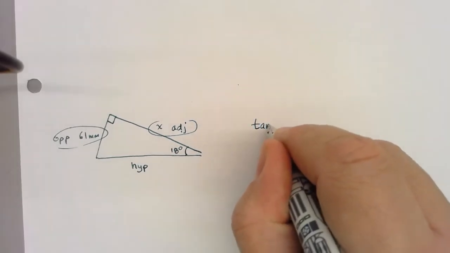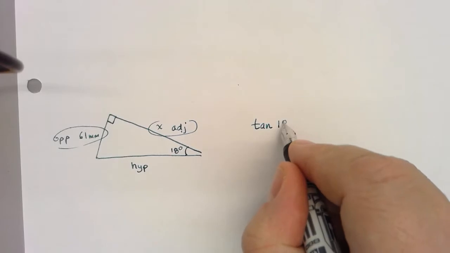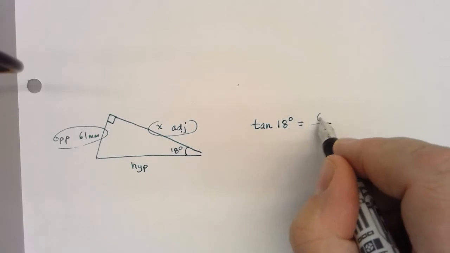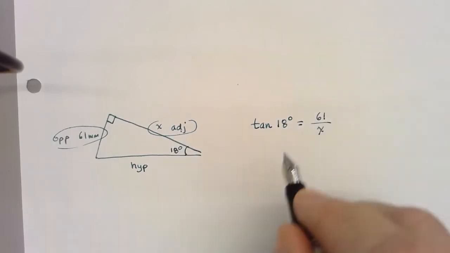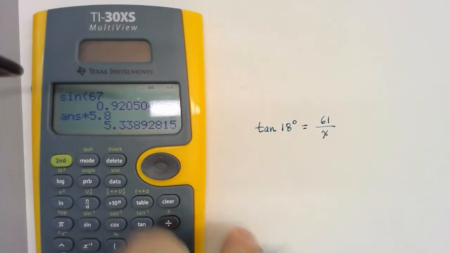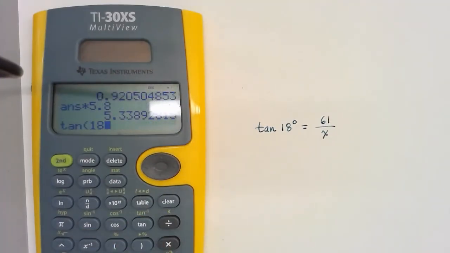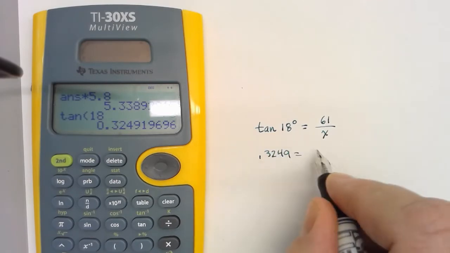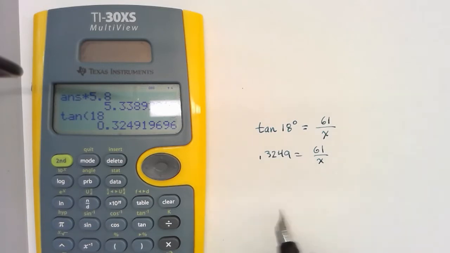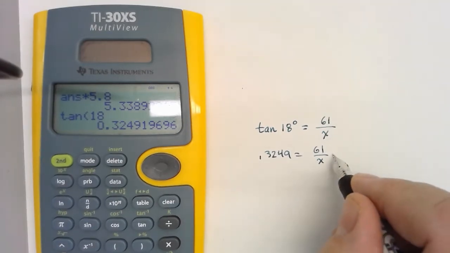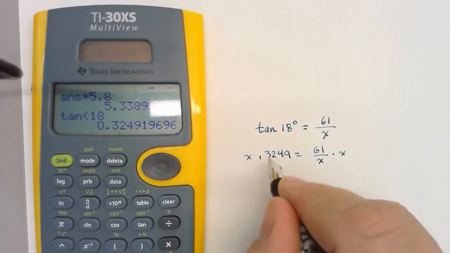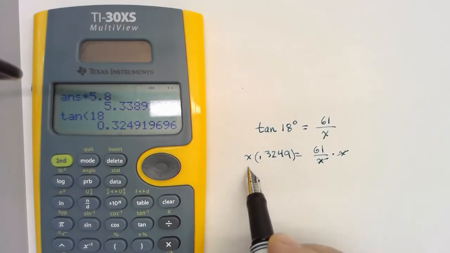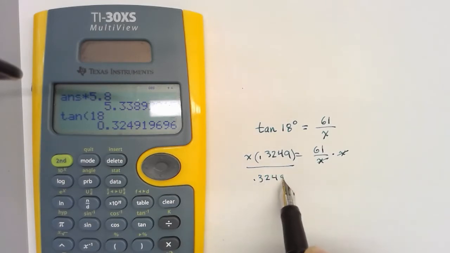Tangent, always write the angle, equals opposite, 61, over adjacent, my unknown x. Bring my calculator out. Tangent 18 is 0.3249. So now I have to be careful in solving it. x now is in the denominator. So in order to get that out of the denominator, I have to multiply both sides by x. So those divide away. And then I get to divide by 0.3249.